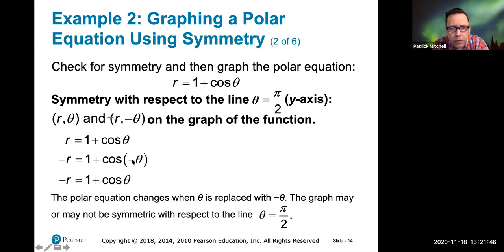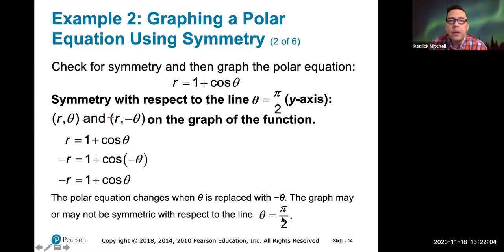So your cosine of opposite theta is going to turn back into a cosine theta, but the opposite r is going to stay as an opposite r. So you don't get the same equation, which means this graph may or may not be symmetric with respect to the line theta equals pi over 2.